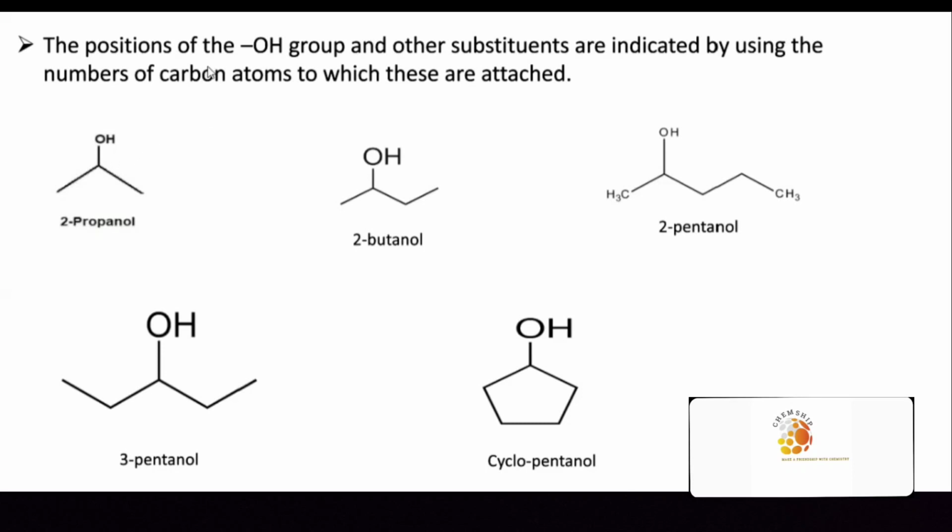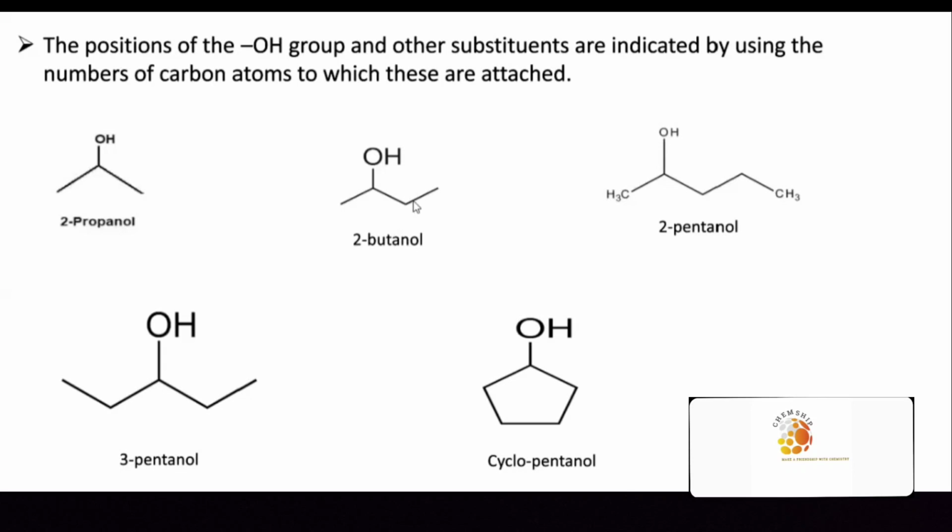In that case, we can indicate the position of OH with a numerical number like 1, 2, 3. In this case, the OH group is present at the second carbon. So the parent chain is propane. The position of the OH group is 2. I am adding ol as a suffix. So this is propane plus 2 plus ol, that equals propane-2-ol or 2-propanol.